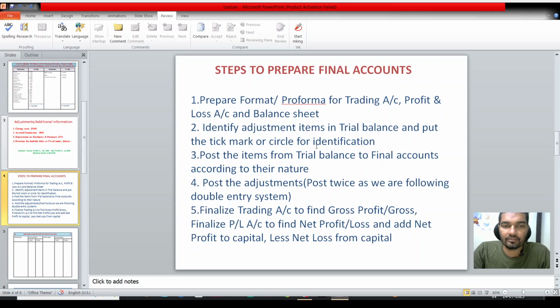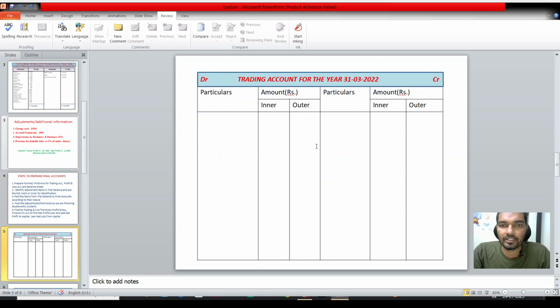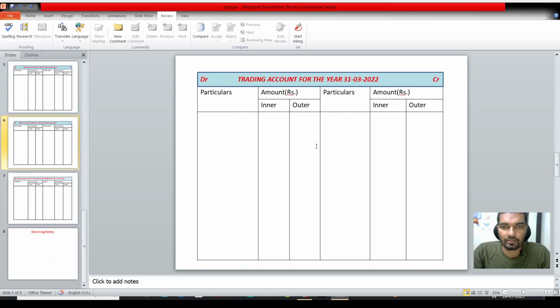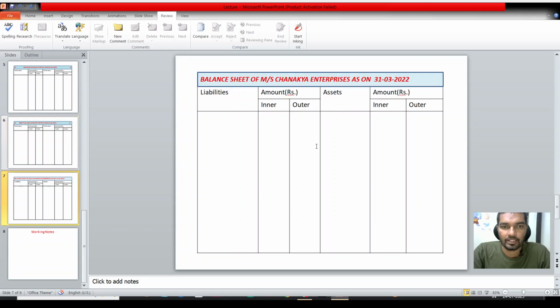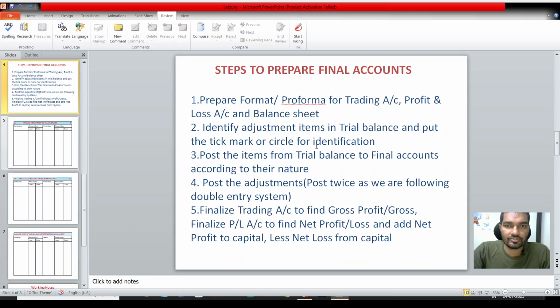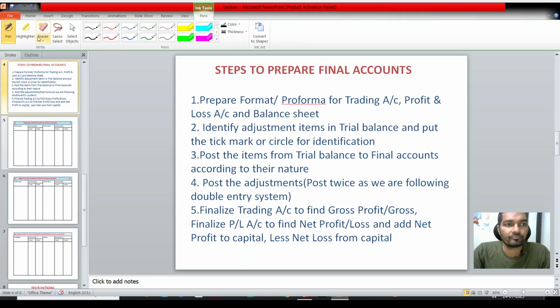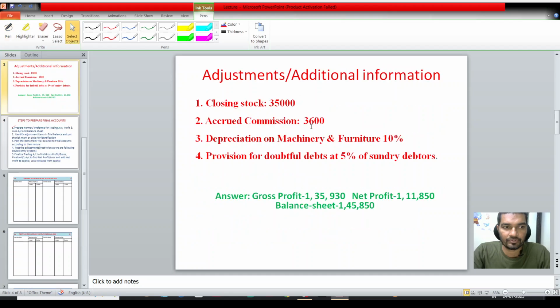So let us begin the first step. So first step is already completed. I have already prepared the pro forma for trading account, profit and loss account and balance sheet. So first step is completed, and we move to the second step. Identify the adjustment items in the trial balance and put the tick mark or circle for identification purpose.